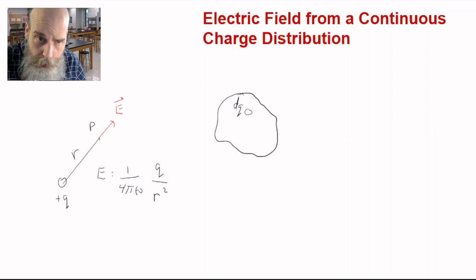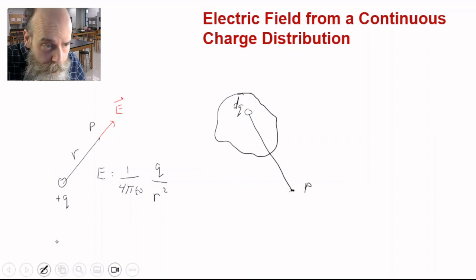And this element of charge dq is going to produce an electric field. Let's say we want the electric field over here at the point P. And dq, if it is positive, will produce an electric field pointed away from dq, and we'll call that electric field dE.